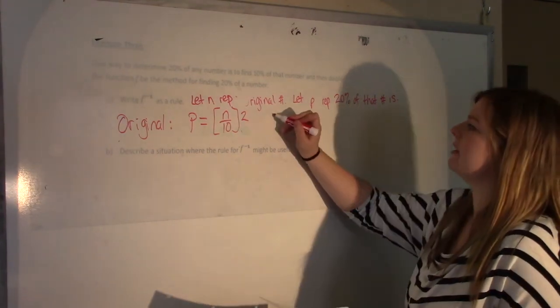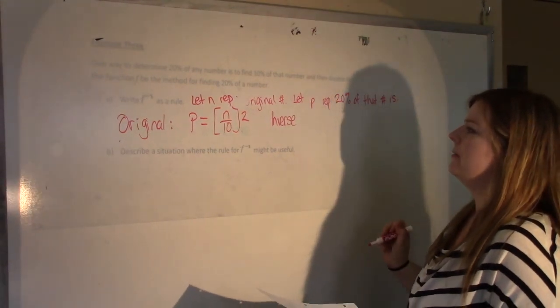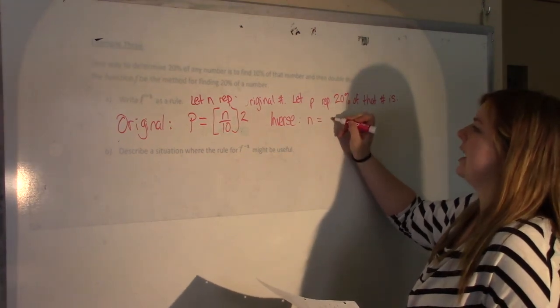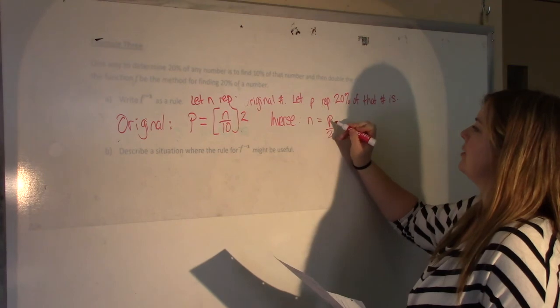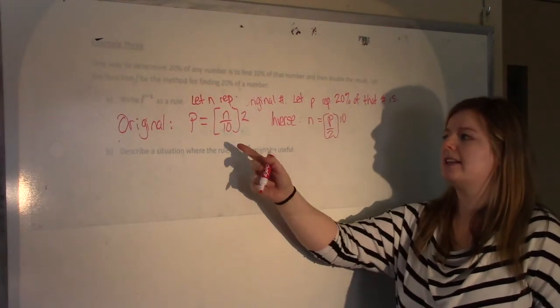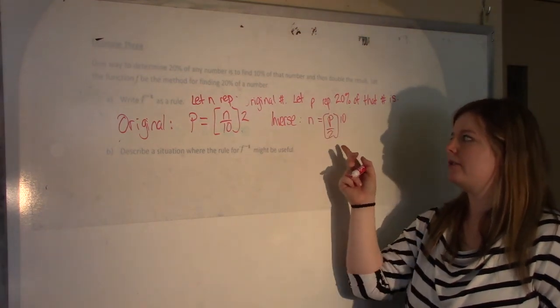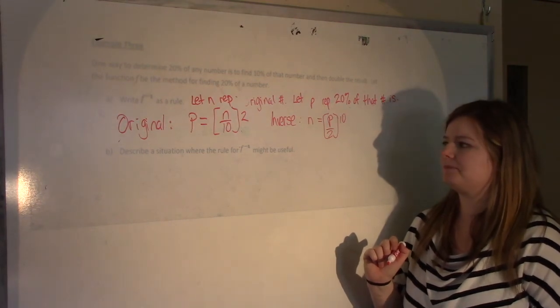So the inverse would be to find the number, you take your percent and divide it by 2, and then multiply by 10. So instead of dividing by 10, then multiplying by 2, you're dividing by 2, then multiplying by 10, doing the opposite things in the opposite order.